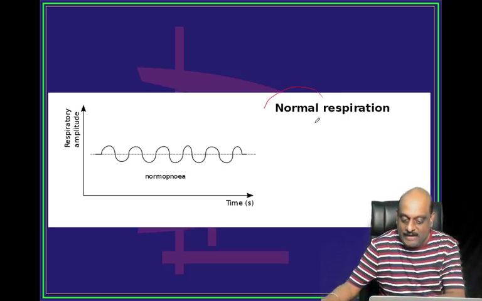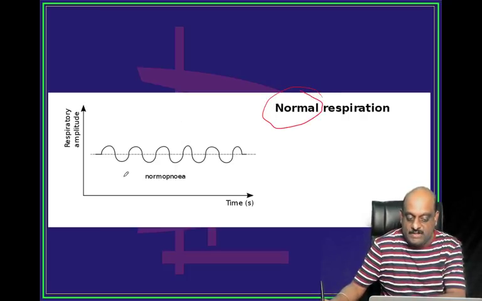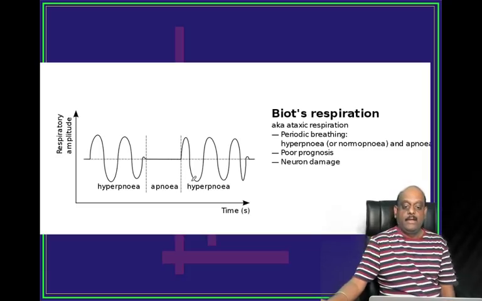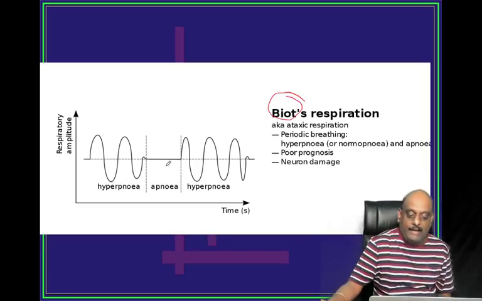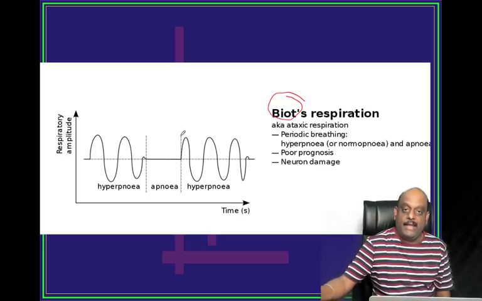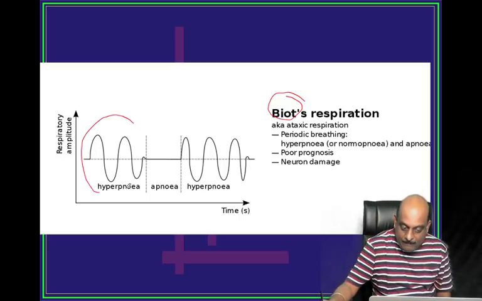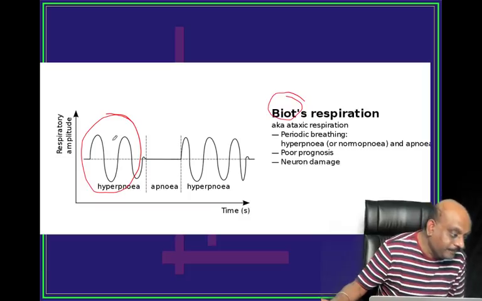Now, normal respiration, this is how it is. Biot's respiration. Biot hota hai, attacks it. That means suddenly, there will be hyperrhythmic episodes.